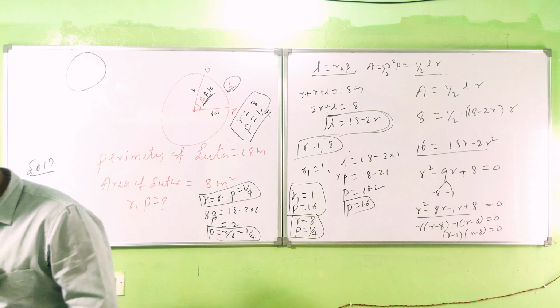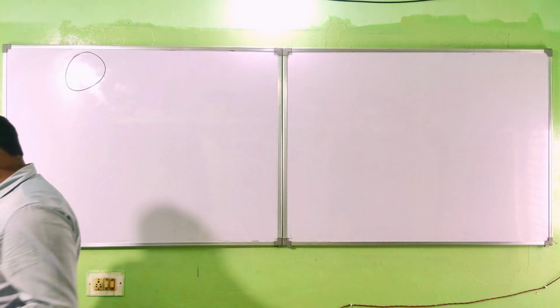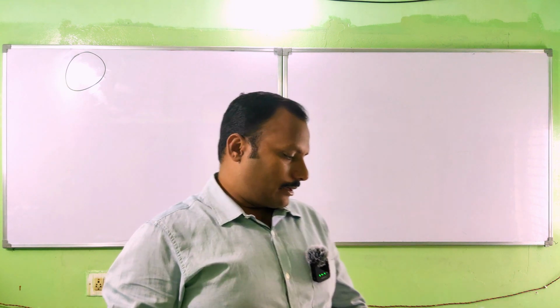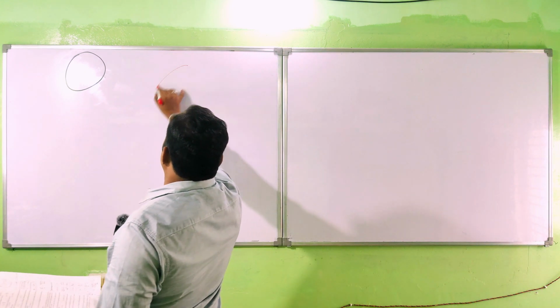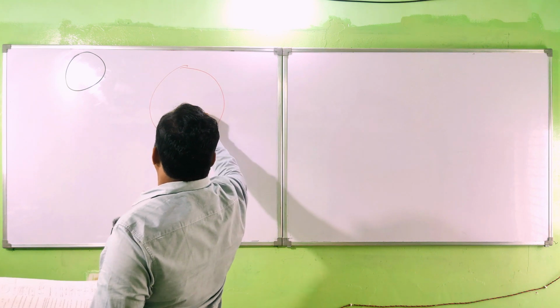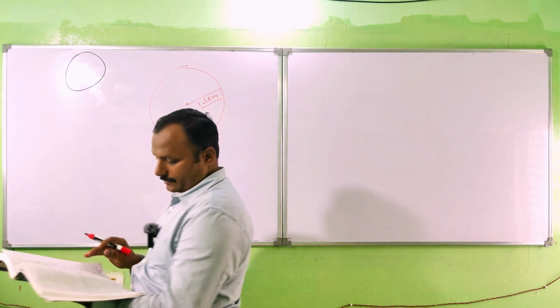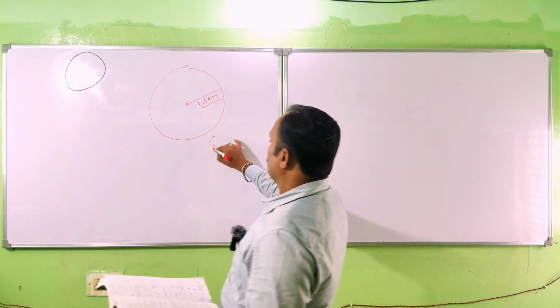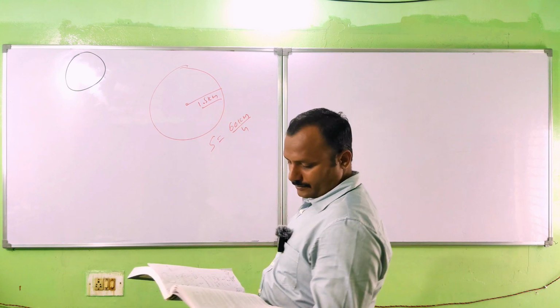Next question is from the exercise part 1. An engine is traveling along a circular railway track of radius 1500 meter. A railway engine is moving along the circular track of radius 1.5 kilometer with a speed of 60 kilometer per hour.